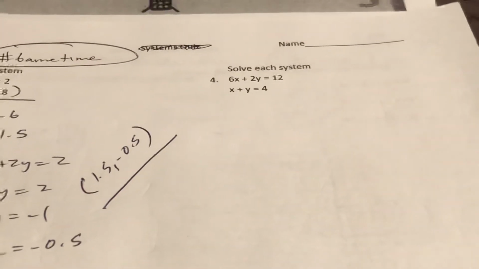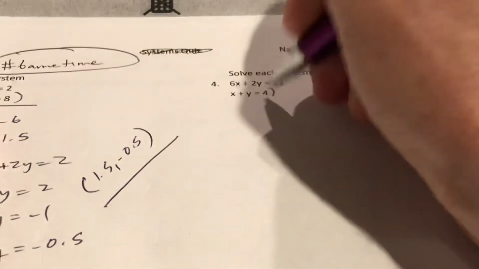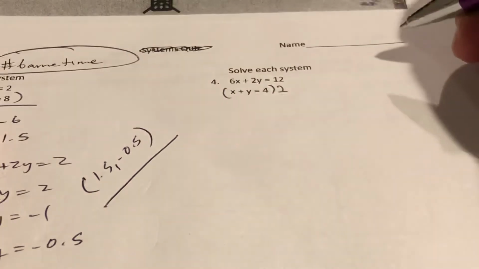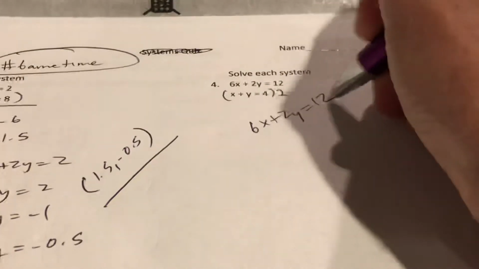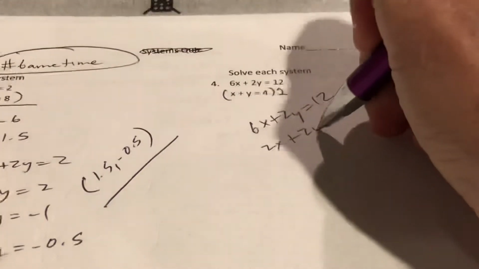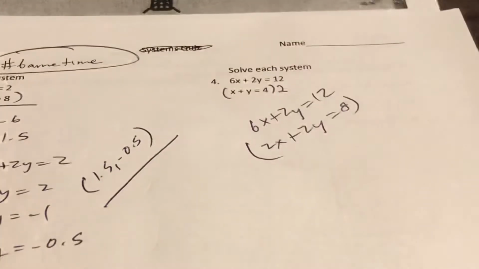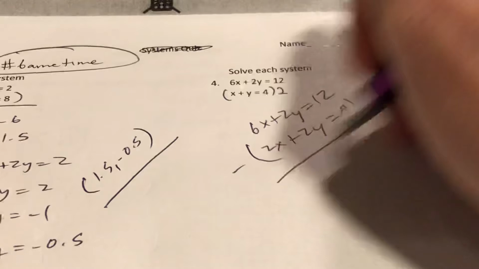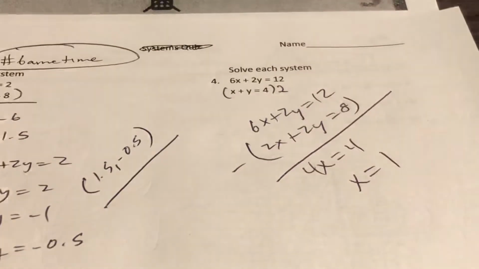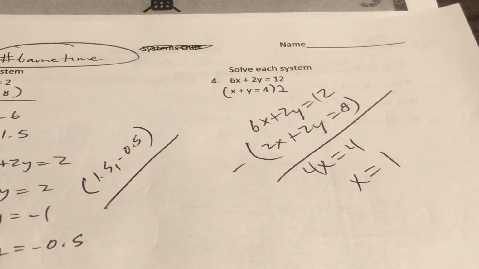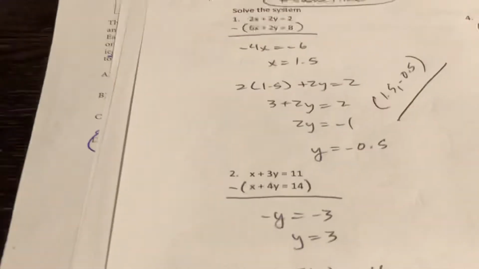I think you can handle number 4. I see that if I double the second equation, those y's will match up perfectly. 2y gets eliminated through subtraction. 4x equals 4, x is 1, and then just continue with that. Got some pretty easy ones on this page.